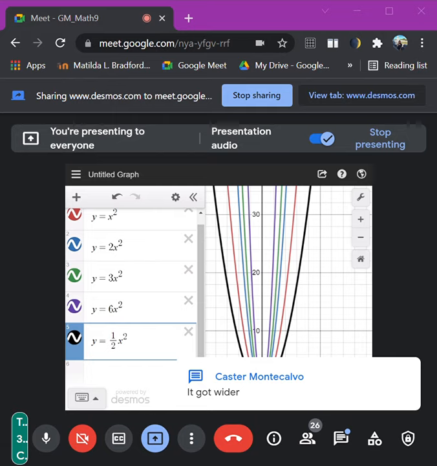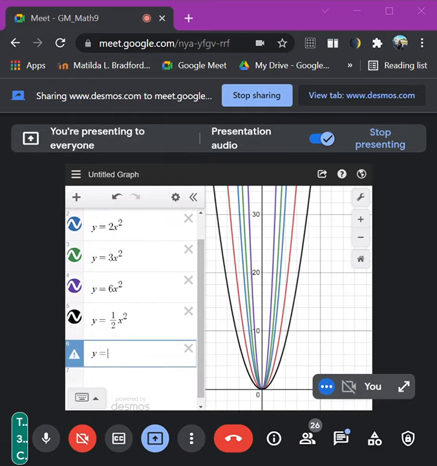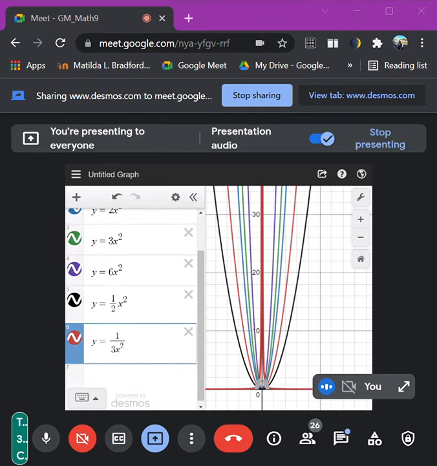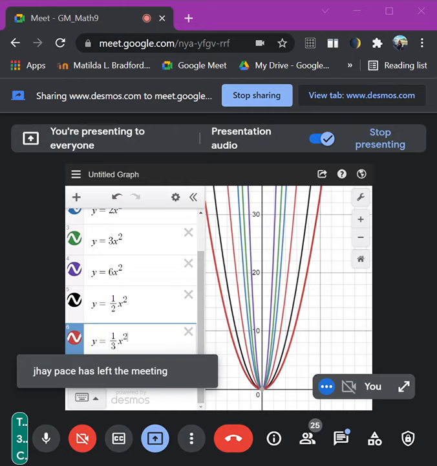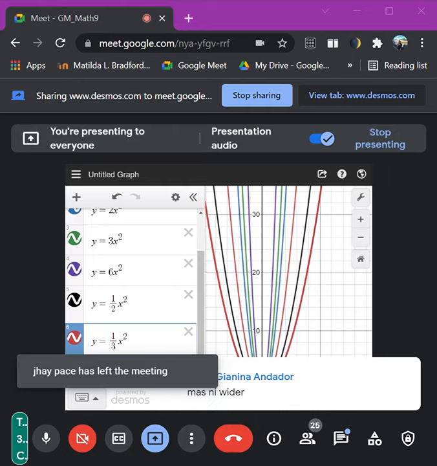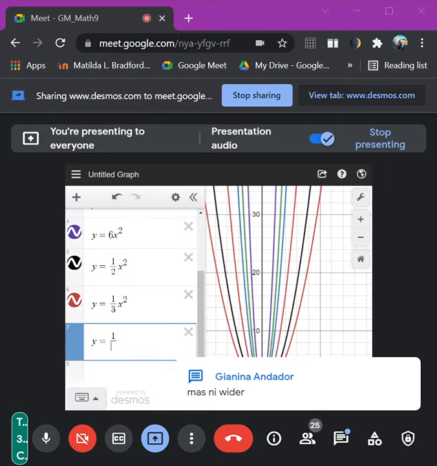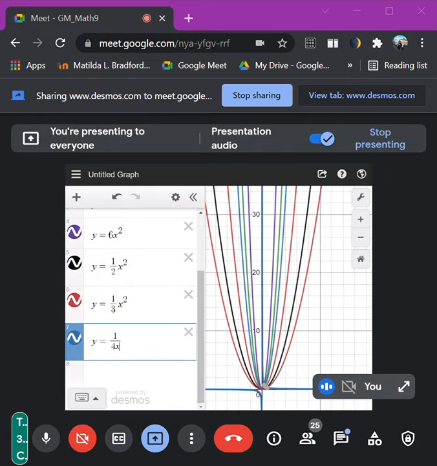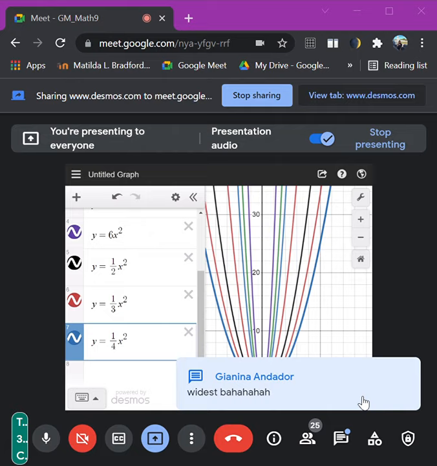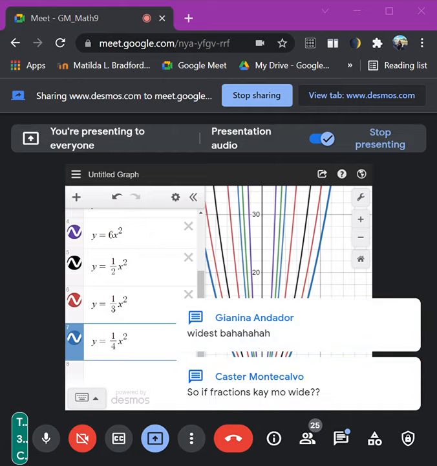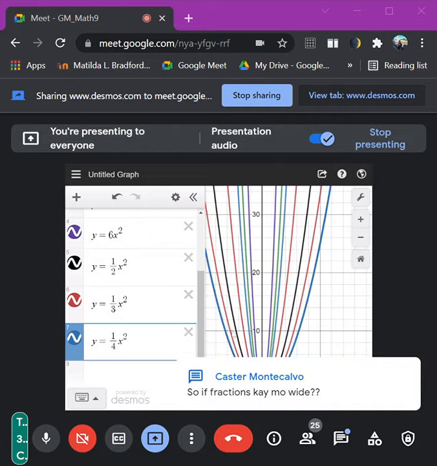And now, what if we have here y is equals to 1/3 x squared? Oops, sayop siya. X squared. Mas ni wide pagid. Mas ni wide pagid og maayo. And then the last one we have there, 1/4 x squared. Widest of them all. Okay, the widest of them all. Very good. So if fraction kay mo wide siya.